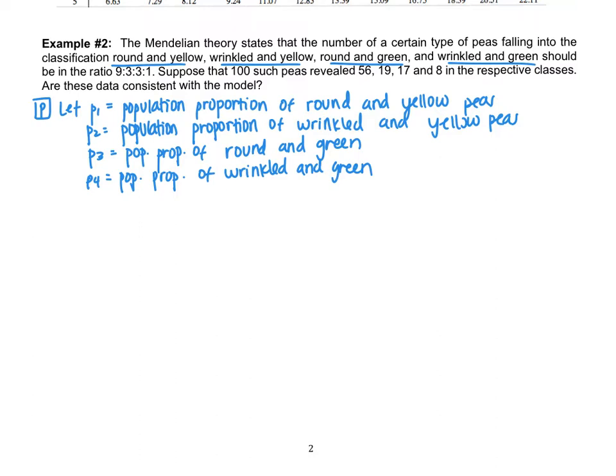Okay, so next one. For your null, you need a value for each of those parameters. So your null, you're going to have P1 equals something, P2 equals something, P3 equals something, and P4 equals something.